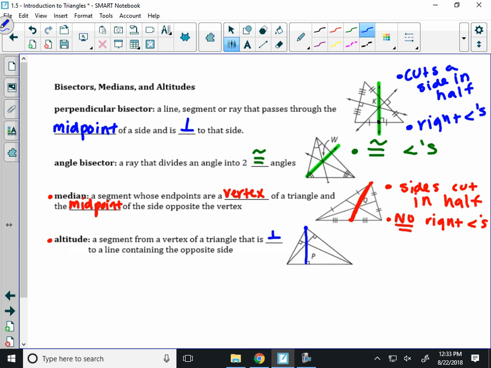So they're not cutting anything in half. Okay? They're just dropping straight down, creating right angles. That's it. Nothing's being cut in half. So what you're going to look for, or make sure you know, is that altitudes create right angles. There's no bisecting. Nothing's being cut in half. Just a right angle.